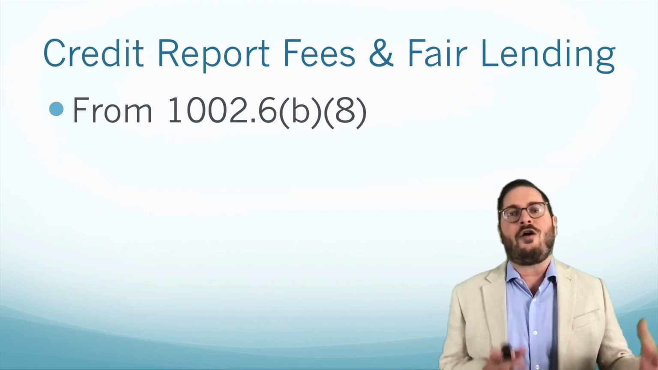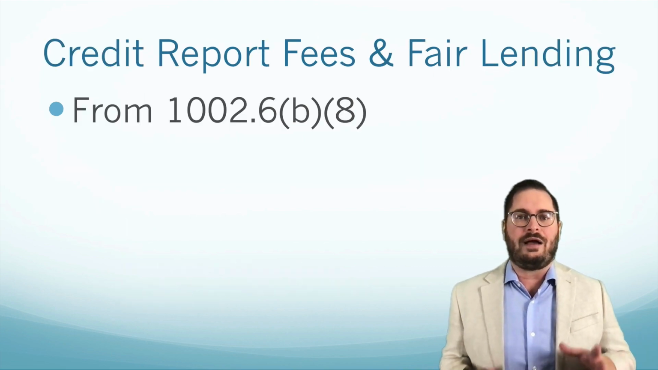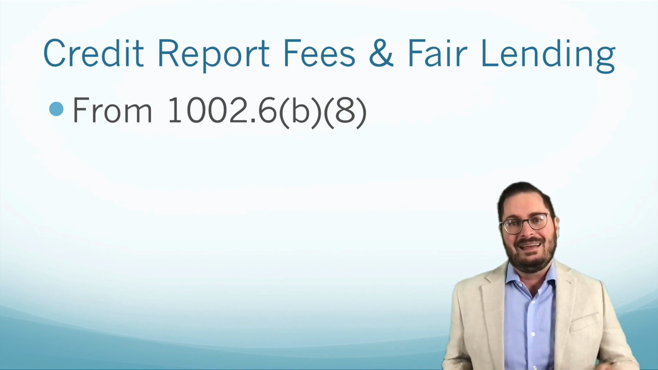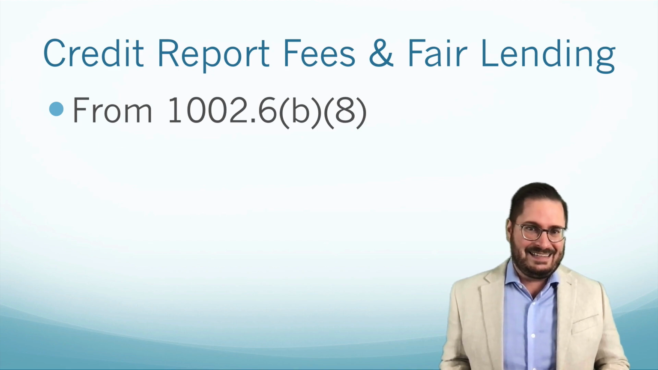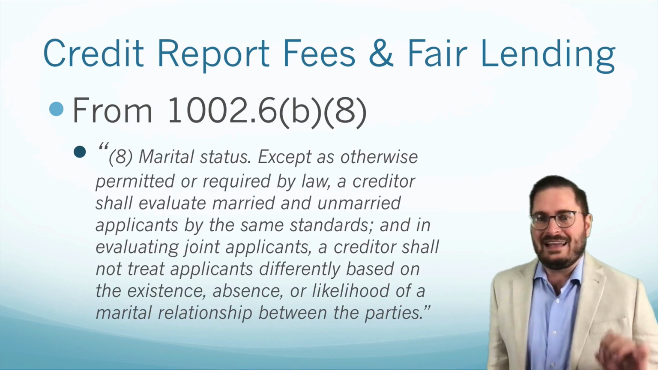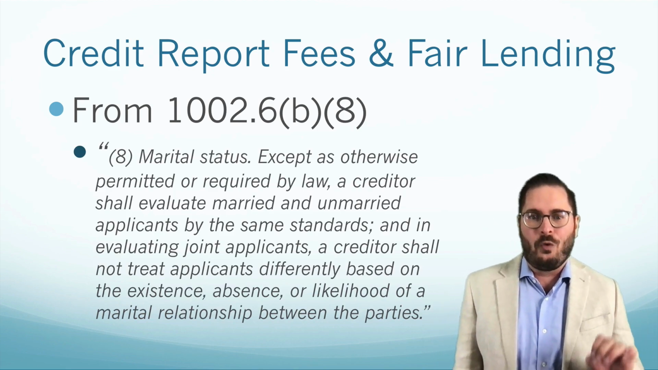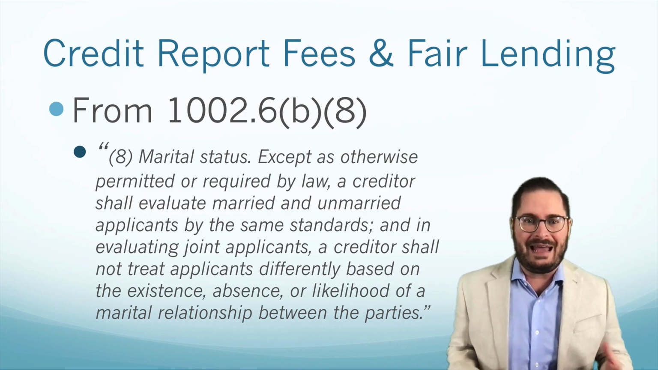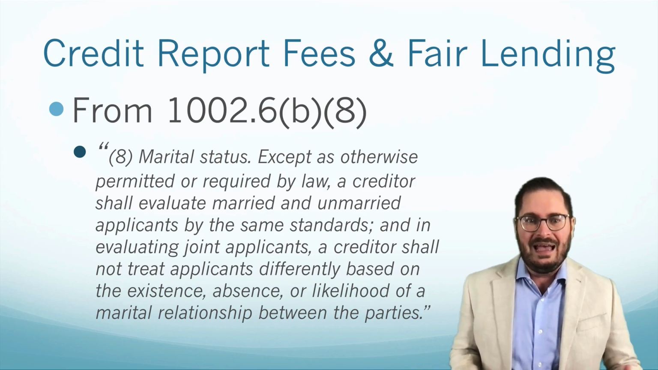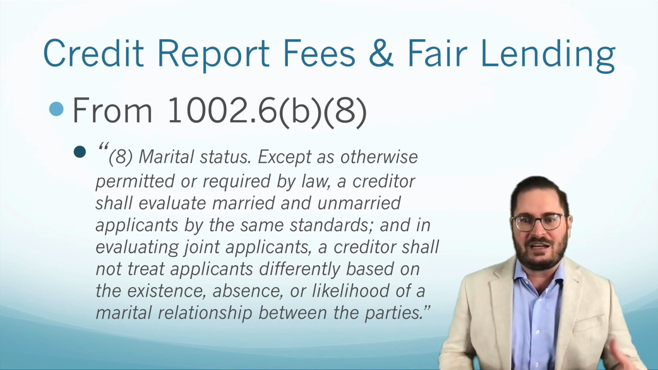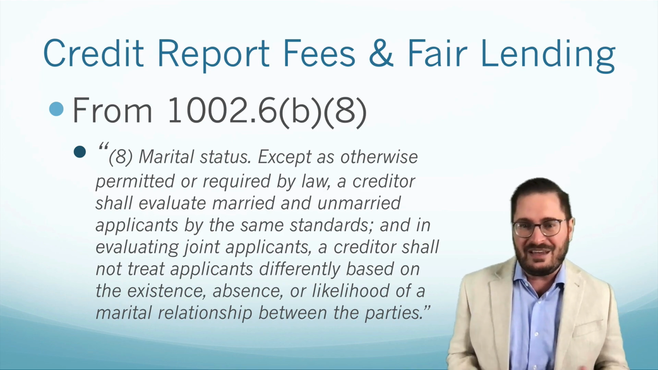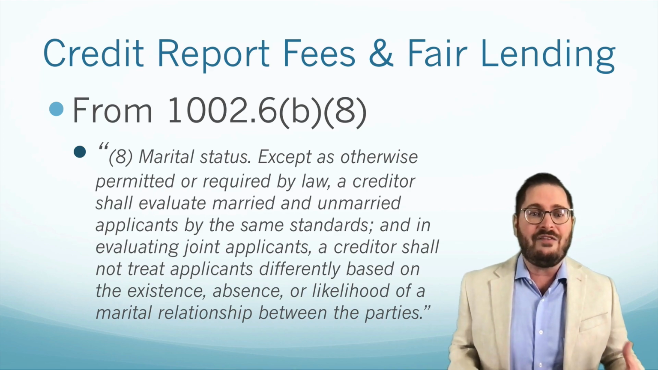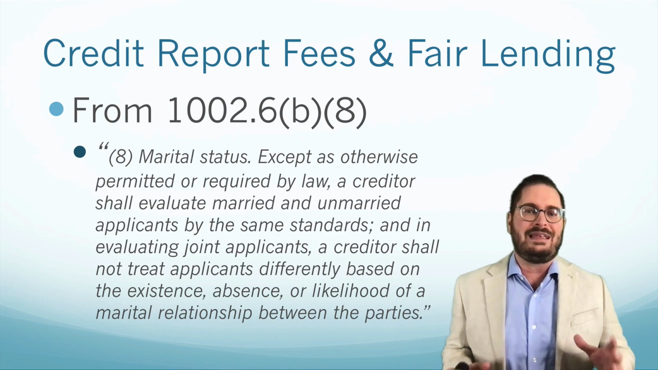Now, let's move on. Let's talk about Regulation B and where the rule actually comes in. It's from 1002.6b8. It says this. It says, except as otherwise permitted or required by law, a creditor shall evaluate married and unmarried applicants by the same standards. And in evaluating joint applicants, a creditor shall not treat applicants differently based on the existence, absence, or likelihood of a marital relationship between the parties.